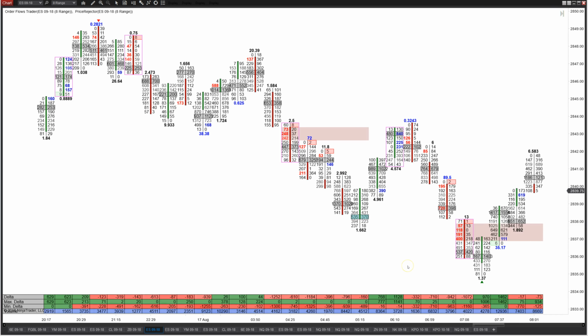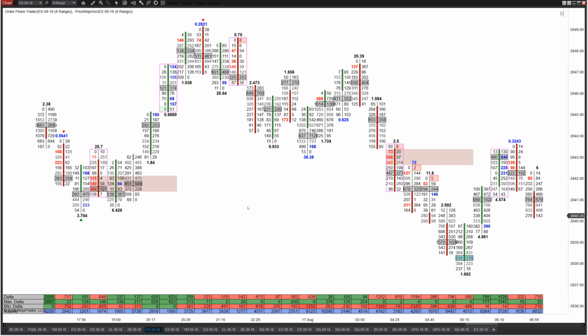Okay, and if you've been using my software since 2015, you've been able to use these single prints, and there's nothing fancy about single prints. It's not some hidden thing in the market. It's just about reading the order flow, and if there's a single print that appears at the top of a red candle, it'll highlight it to you. If it's a green bar, it'll highlight it to you on the bottom. And that was 2015 that I released that.